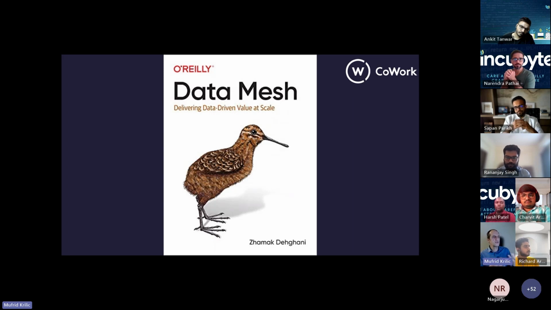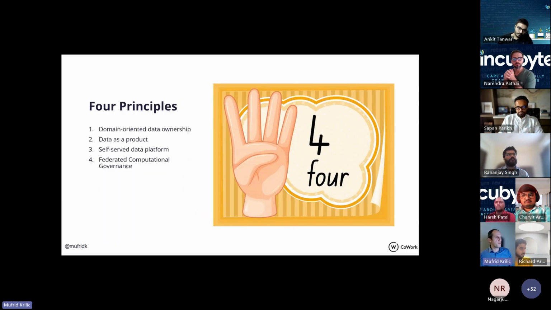So data mesh was the concept of how to be data-driven at scale, which was the problem we are trying to solve. Zhamak Dehghani wrote this wonderful book. I really recommend it, and it really explains why we are doing this and how we can address this problem of scaling and being data-driven at the same time. And she mentions 4 principles. The data mesh is built around domain-oriented data ownership, data as a product, self-serve data platform, and federated computational governance.